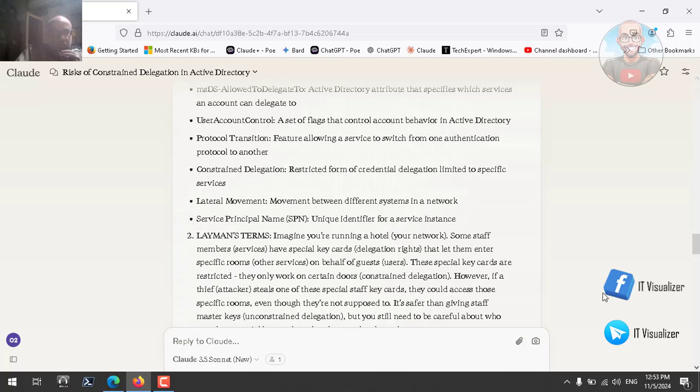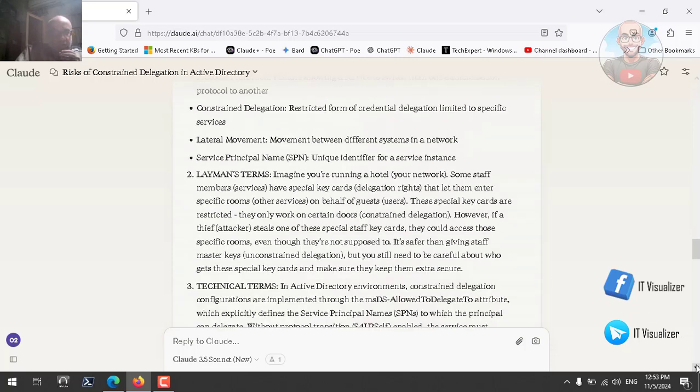Let's try to explain this using layman terms. Imagine you are running a hotel, your network. Some staff members, services, have special key cards, delegation rights, that let them enter specific rooms, other services, on behalf of the guest, the users. Very, very good example. These special key cards are restricted. They only work on certain doors. Constrained delegation.